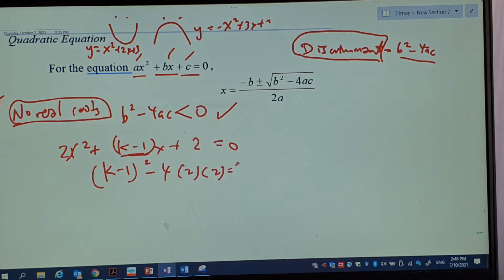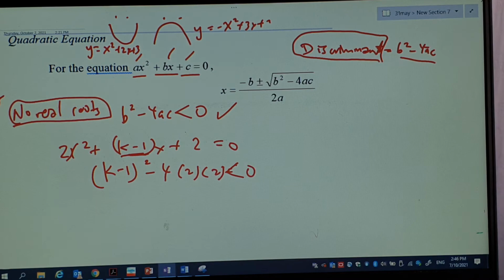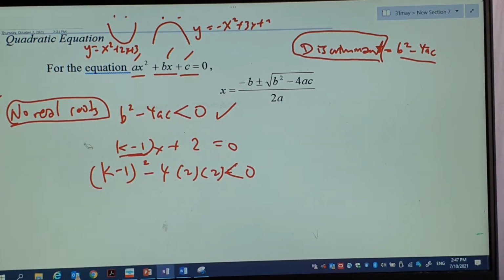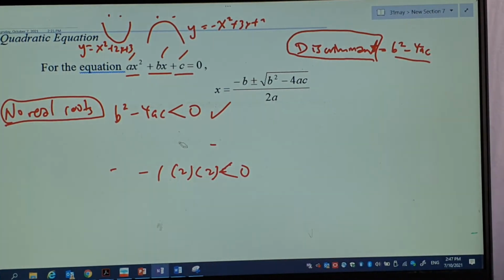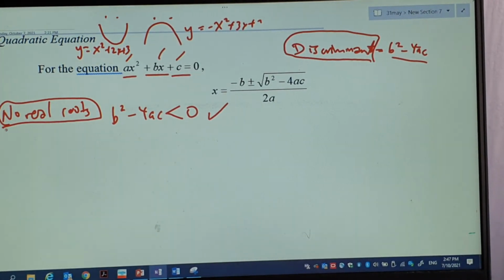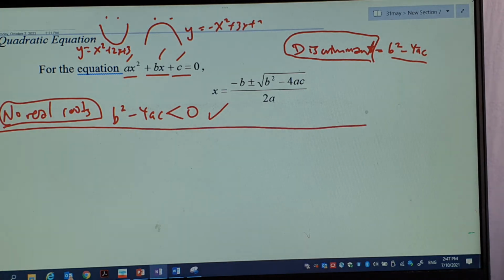Okay? And then you will say that this is less than 0 because the question already tells you does not cut. Do you follow? Okay? So that is what you need to know. Okay, so that's b squared minus 4ac. Okay, we go through the basic first.